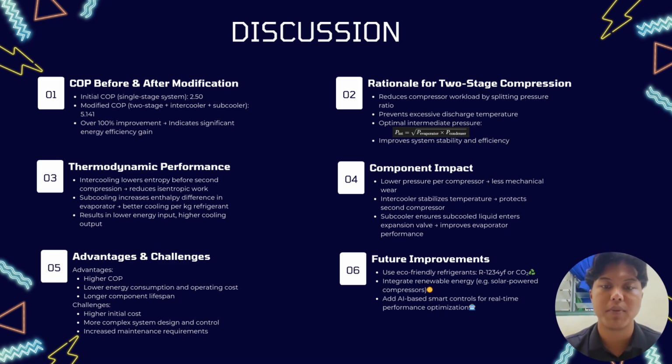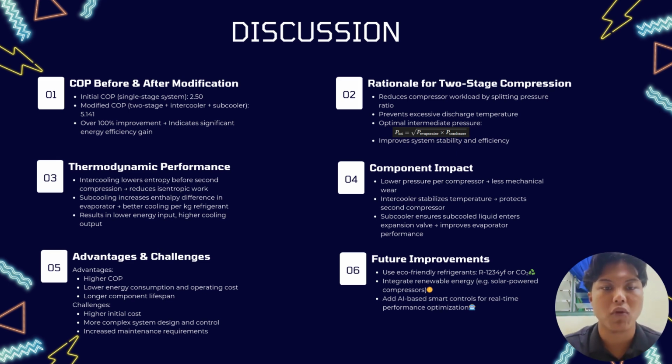Number 4, component impact. Our design modifications did not just improve the thermodynamic performance, they also affected how the system components operate. By using two compressors, each one now works under a lower pressure ratio. This reduces mechanical stress, heat generation, and the risk of component failure. The intercooler also plays a crucial role in protecting the second compressor by lowering the temperature of the incoming refrigerant gas. This extends the lifespan of the compressor and helps maintain stable operation.